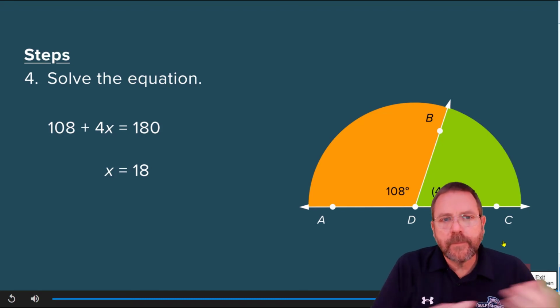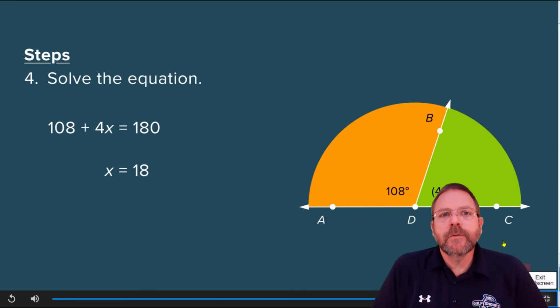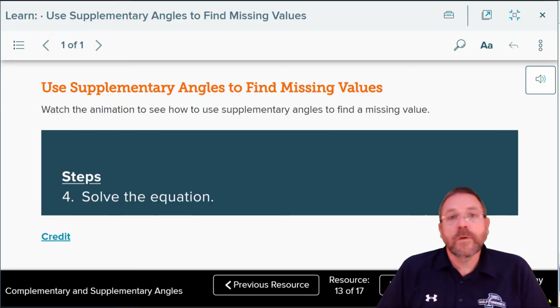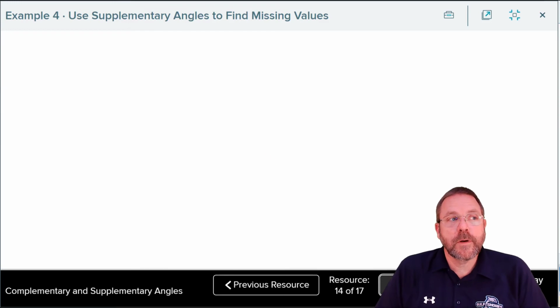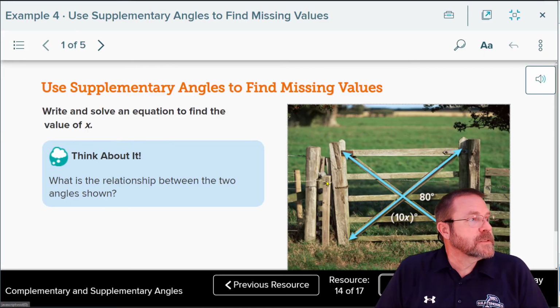Now don't forget, even though they didn't give you the big kid supporting work on how they isolated that variable, you will of course need to be able to do that on your test and on your homework if you want to get credit for doing it. That leads us into example number 4 that says write and solve an equation to find the value of x.